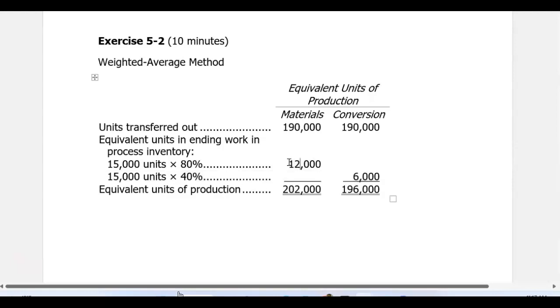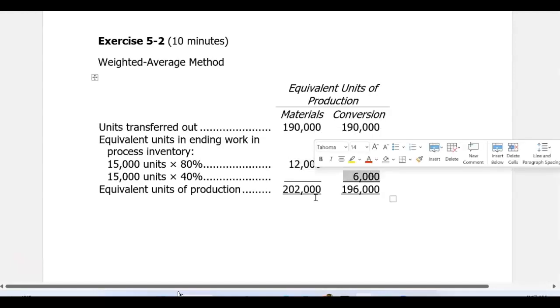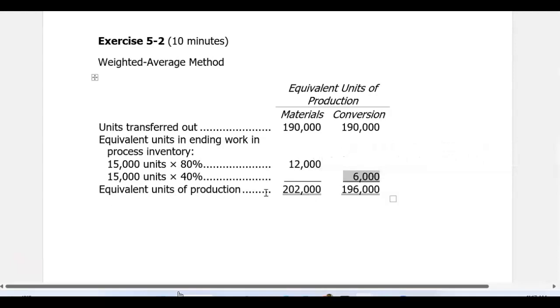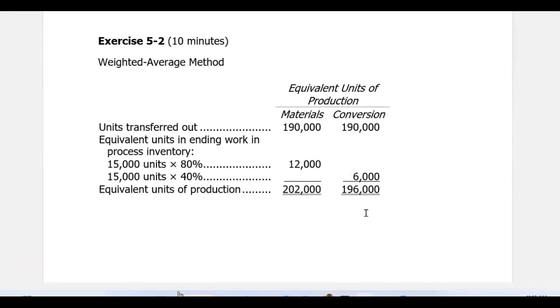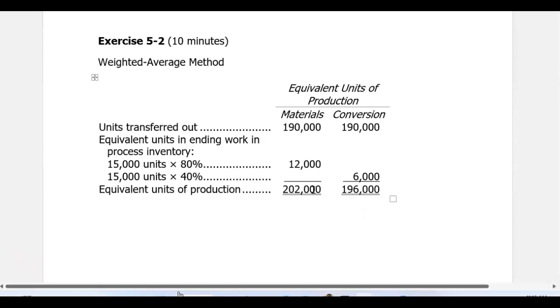If it's 80% complete or 40% complete, you need to calculate the equivalent units. So now it's equivalent units of 12,000 for material and 6,000 for conversion. If you add them up, equivalent units of overall production is what? 202,000 in regards to material and 196,000 in regards to conversion. So now that we have equivalent units of production, we can easily calculate the cost per unit, right? Before this, we couldn't do it because we didn't have the equivalent units, but now we have. So we can calculate the cost per unit.